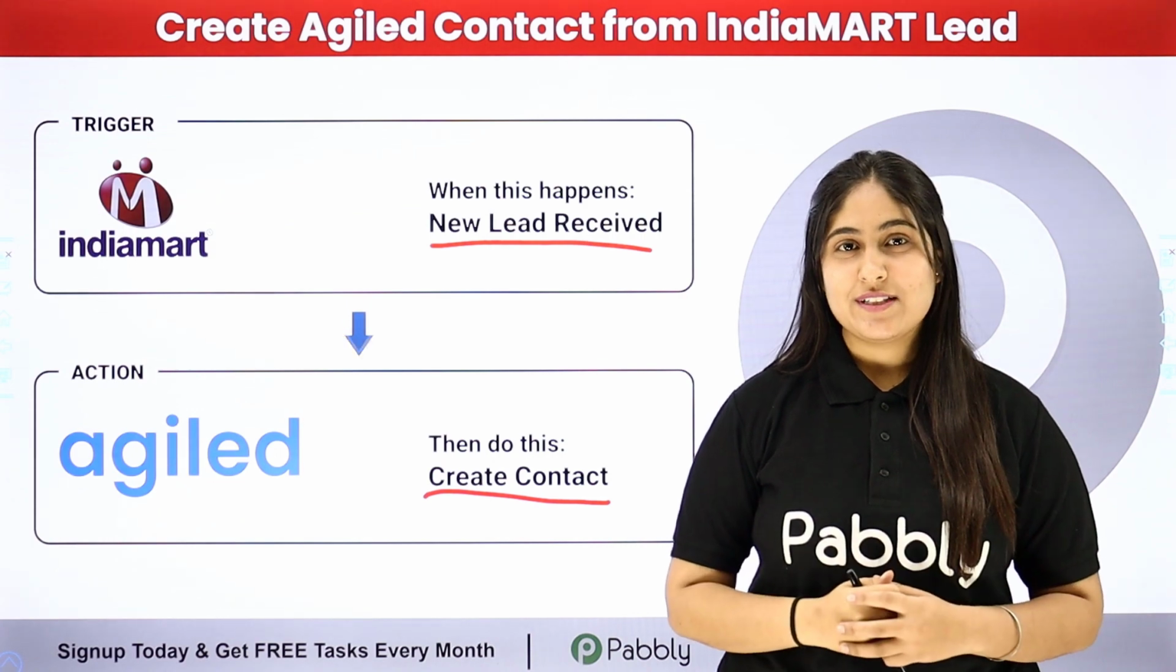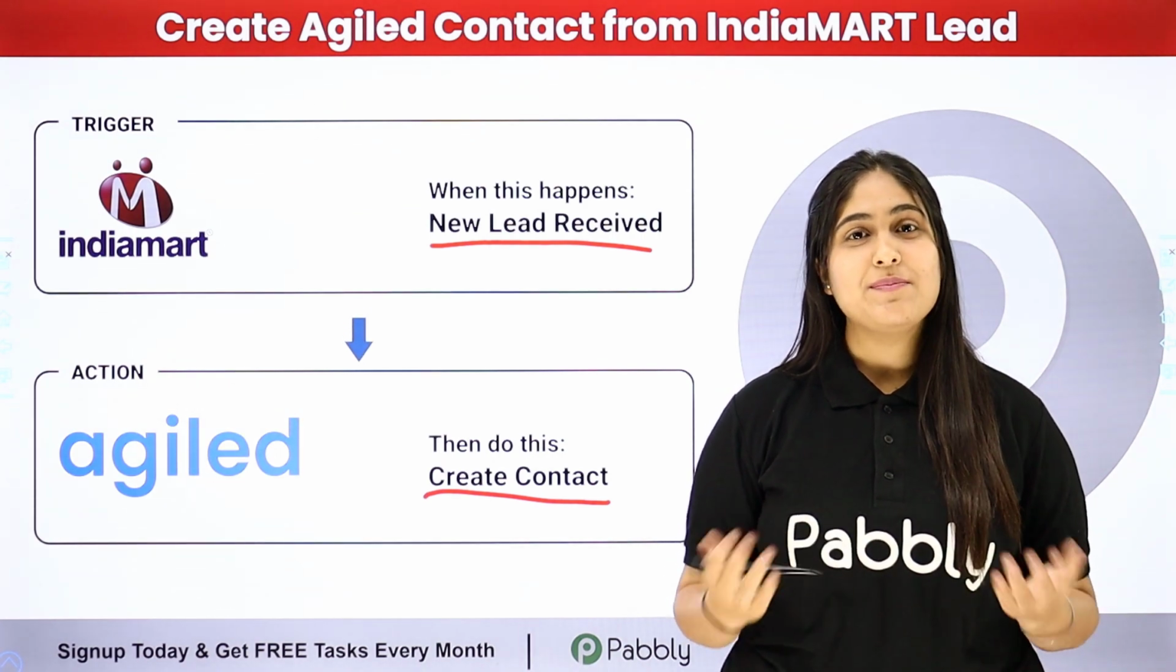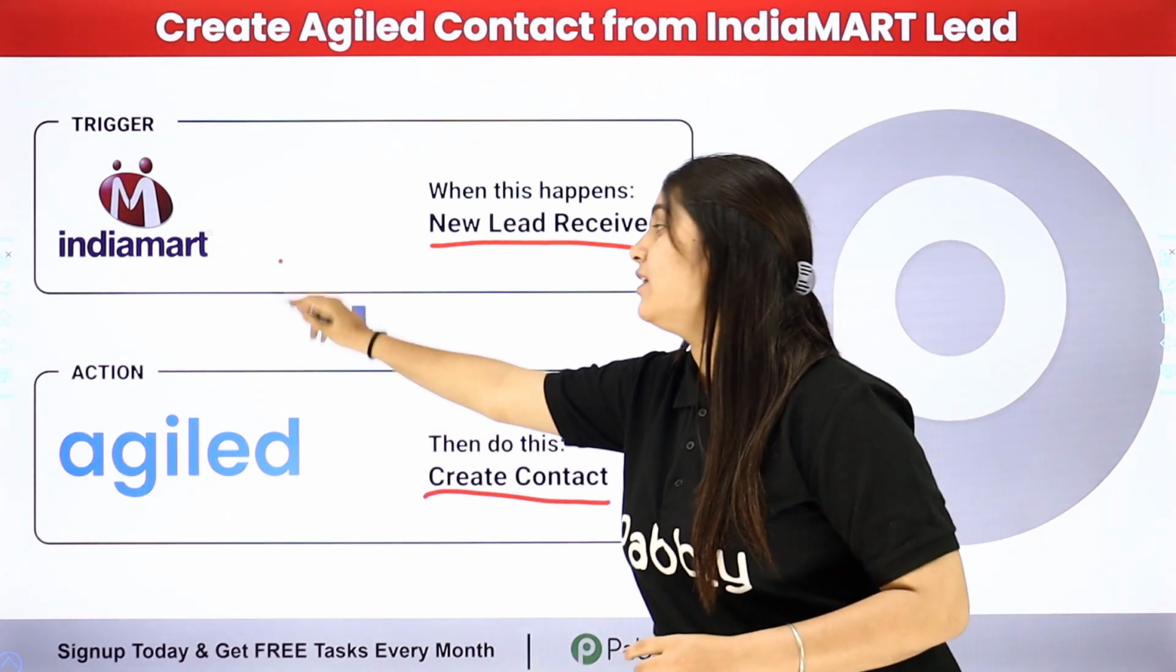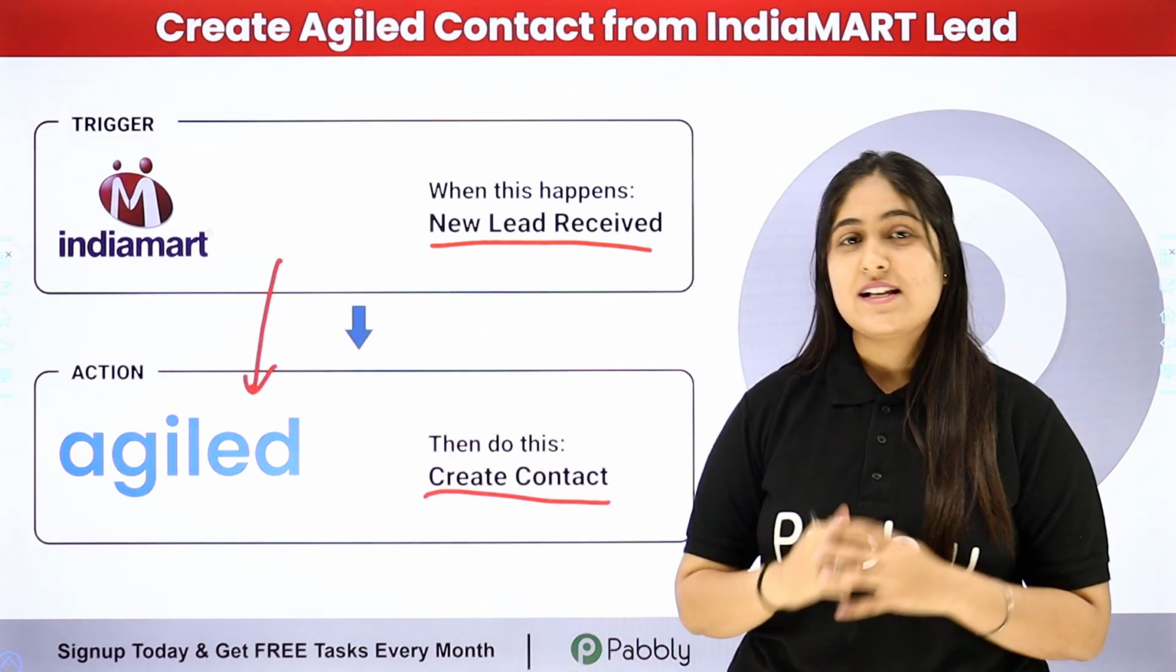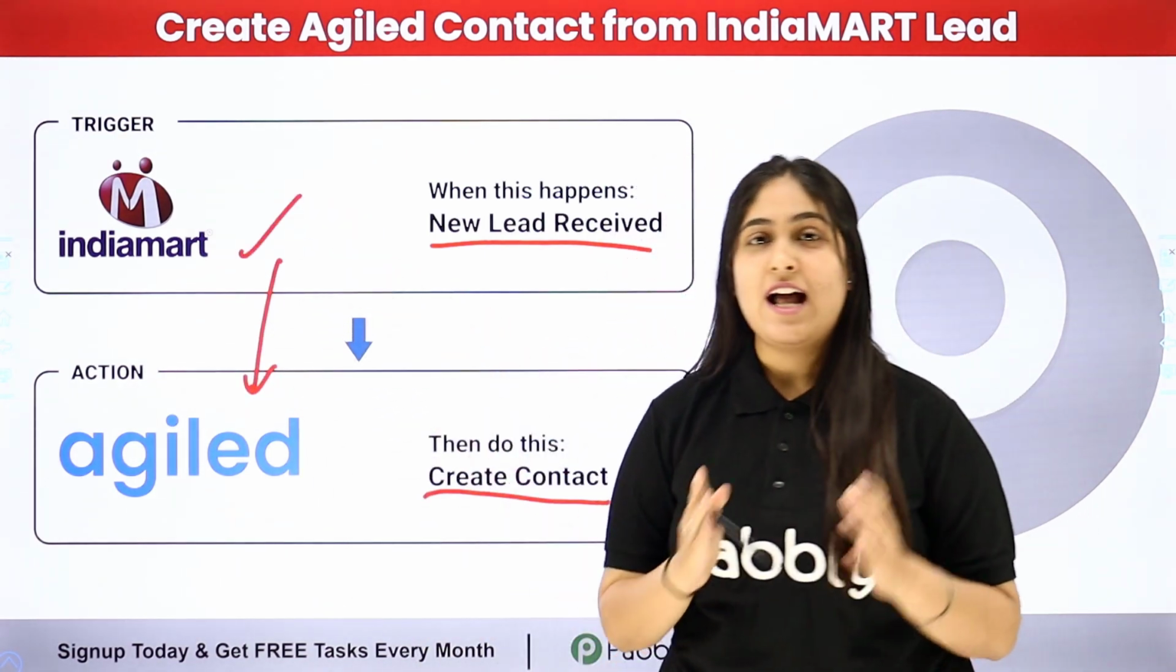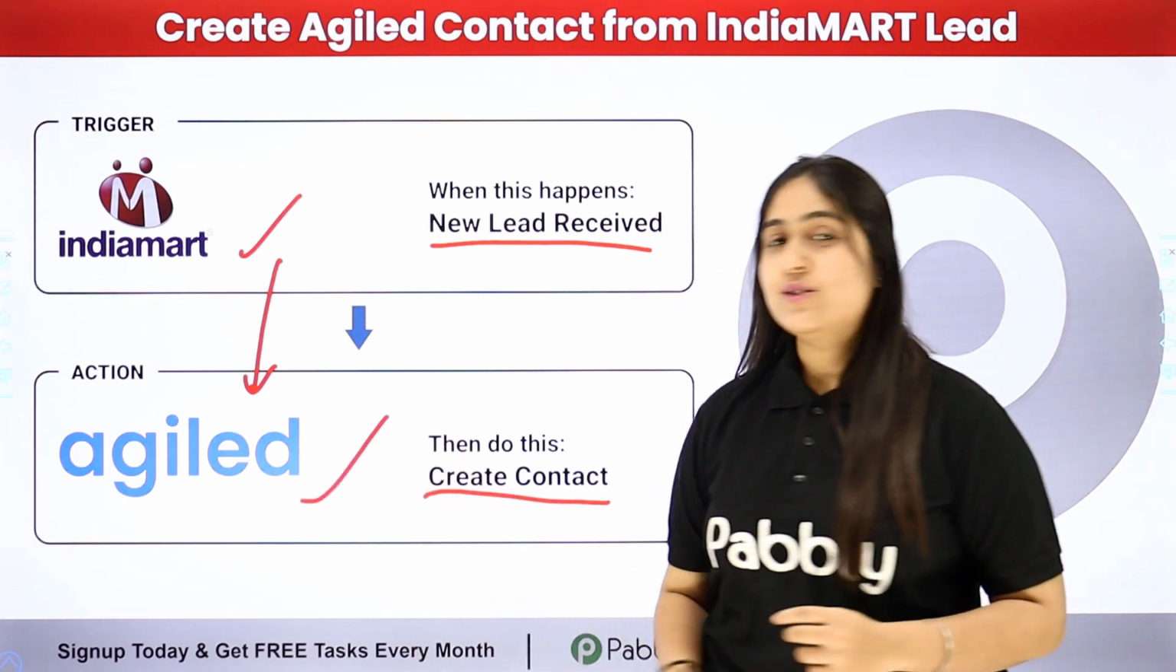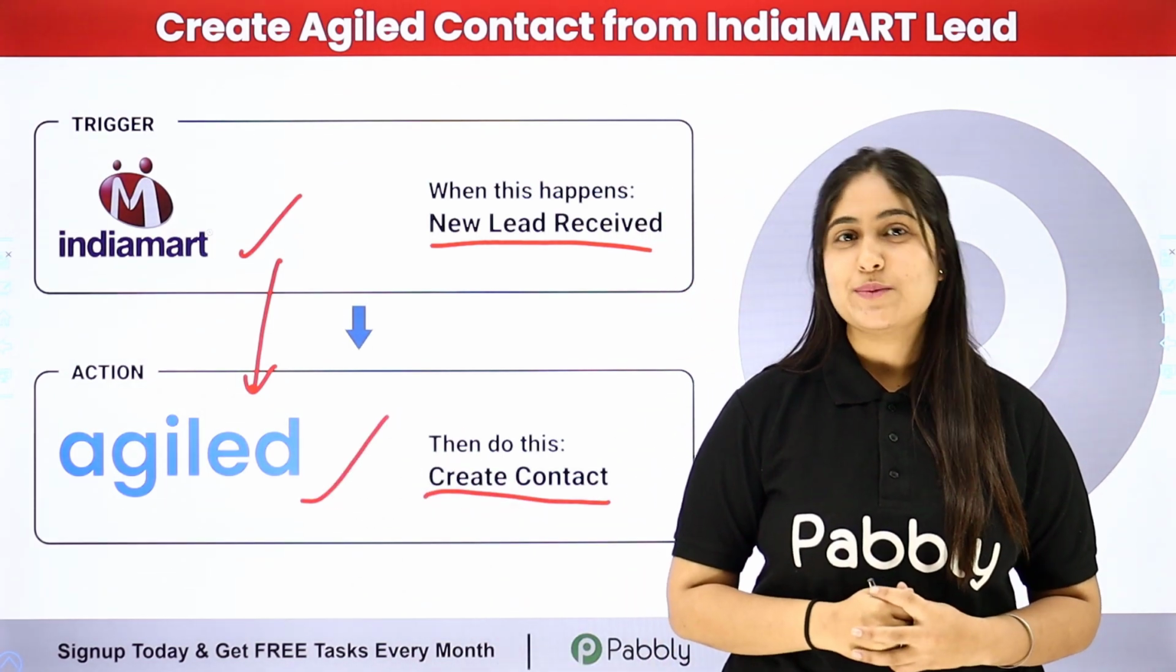So to automate this process, we will use an automation software named Pabbly Connect, in which we need to connect our trigger and our action. In this process, our trigger application will be IndiaMart and our action application will be Agiled. To learn this process step by step, let me take you to my screen.